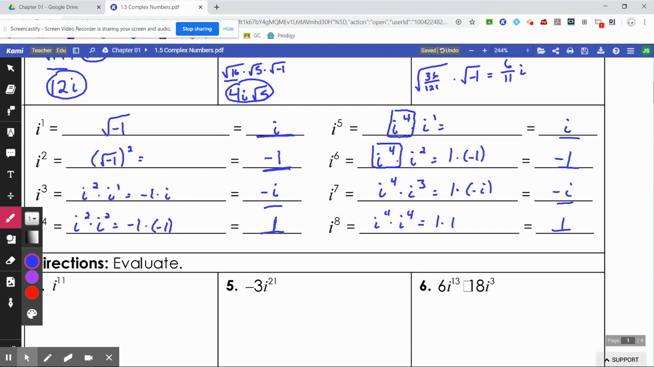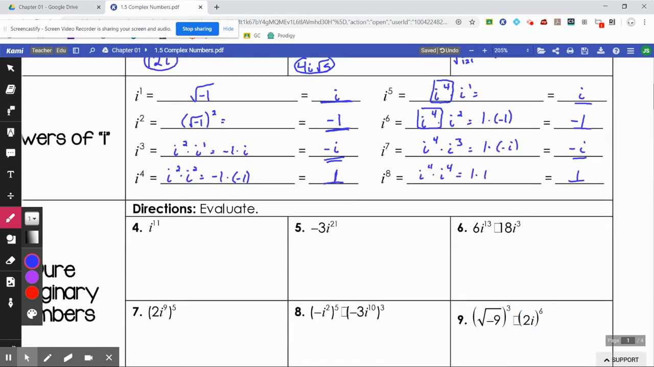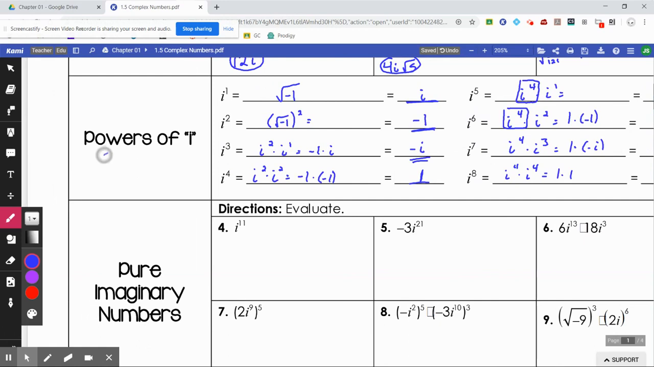You get the exact same pattern: i, -1, -i, and +1. And that pattern will always repeat. i to the first, i to the second, and we need to memorize this pattern, i to the third, and i to the fourth.